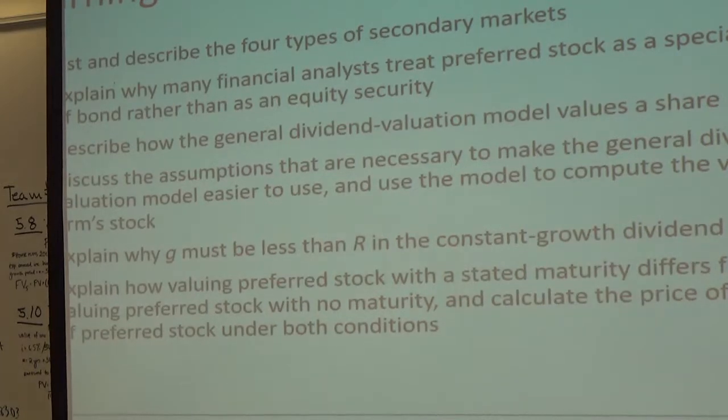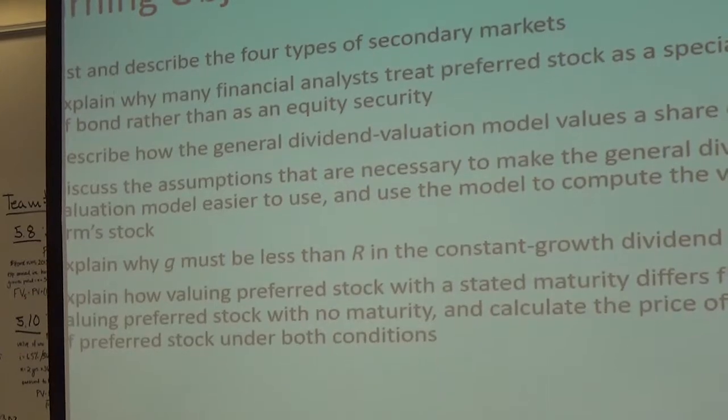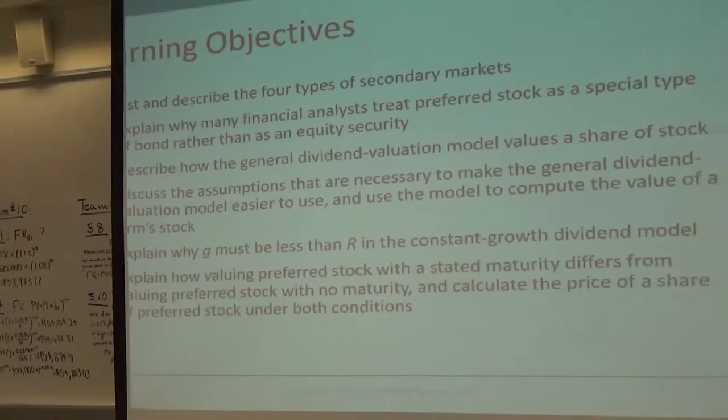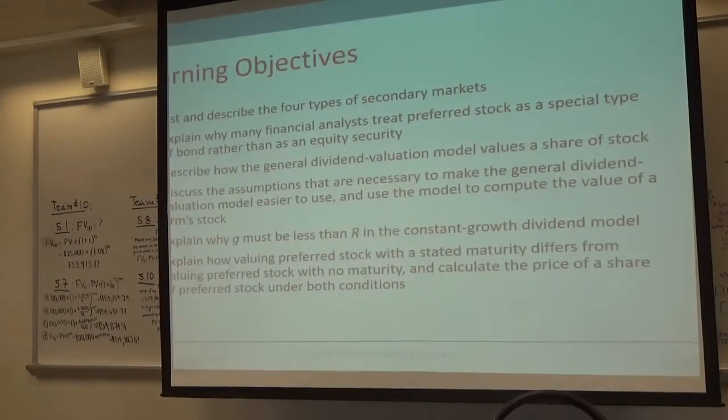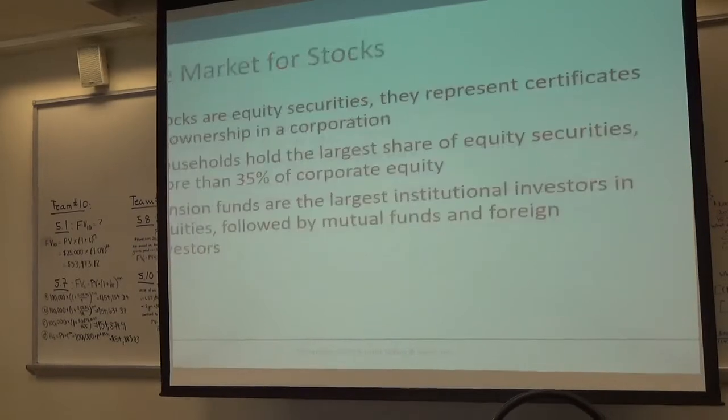And we need to discuss the assumptions that are necessary to make a general dividend valuation model easier to use, and use the model to compute the value of a firm's stock. We need to explain why G must be less than R in a constant growth dividend model, and explain how valuing stock with a stated maturity differs from valuing preferred stock with no maturity.